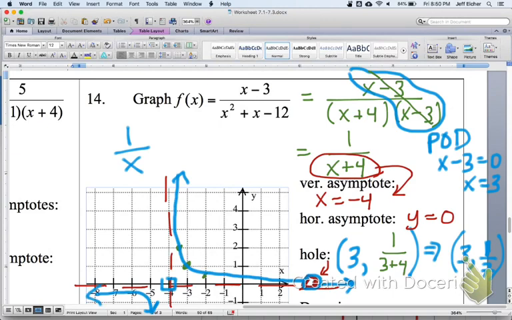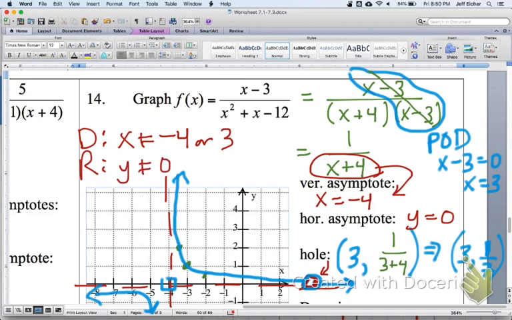The domain, careful here, maybe I'll write it right up here. The domain would be all reals except x cannot equal -4 or 3, the location of the hole in the graph. The range, the y's cannot equal 0 or that 1/7 that we got when we plugged 3 into the simplified version of the function. I believe that is it with this homework assignment.